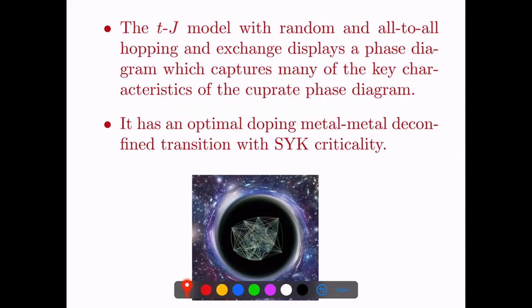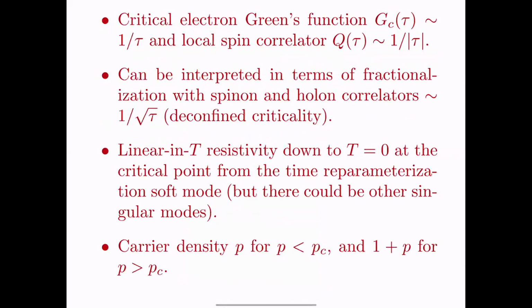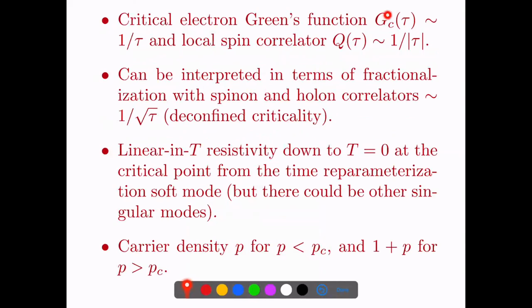I'll mention what they are in a minute. An optimal doping metal-to-metal deconfined transition with SYK-like behavior, which is also connected to black holes in this picture. And what are the key characteristics of this novel critical point? First of all, the Green's function looks Fermi liquid-like. And if you look at the numerics, there are some marginal corrections there to the spectrum of the Green's function. And the spin correlation decay is 1 over tau, which is this marginal type susceptibility.